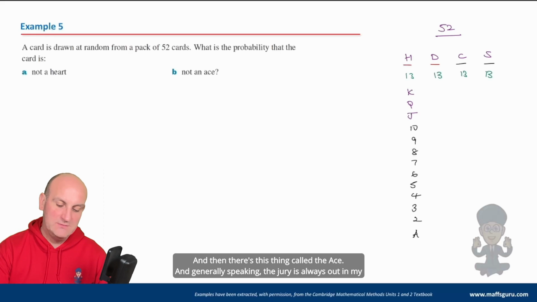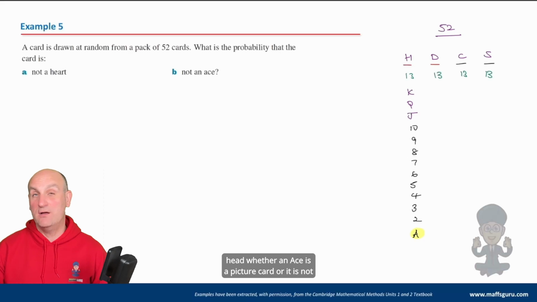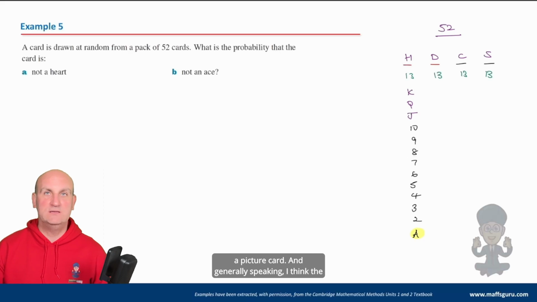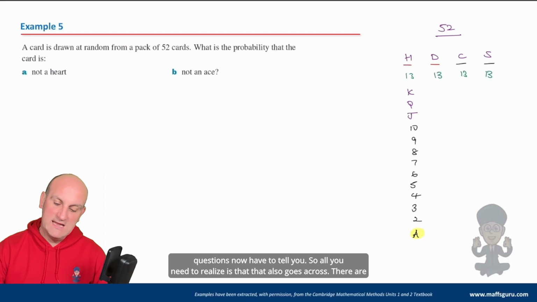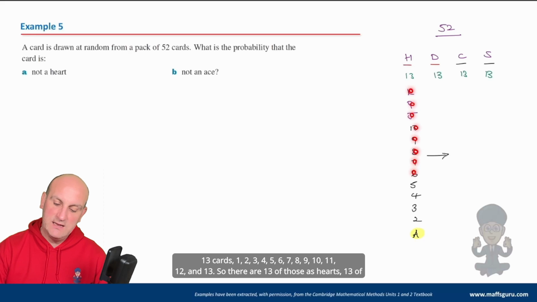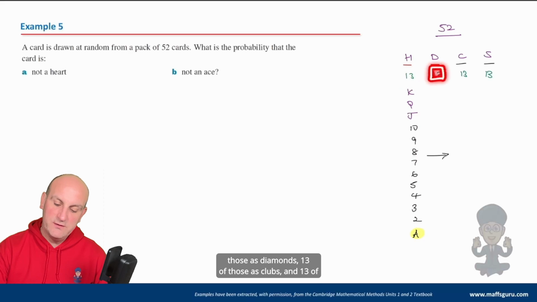And generally speaking, the jury is always out in my head whether an ace is a picture card or it is not a picture card. And generally speaking, I think the questions now have to tell you. So all you need to realize is that that also goes across. There are 13 cards. 1, 2, 3, 4, 5, 6, 7, 8, 9, 10, 11, 12, and 13. So there are 13 of those as hearts, 13 of those as diamonds, 13 of those as clubs, and 13 of those of spades.